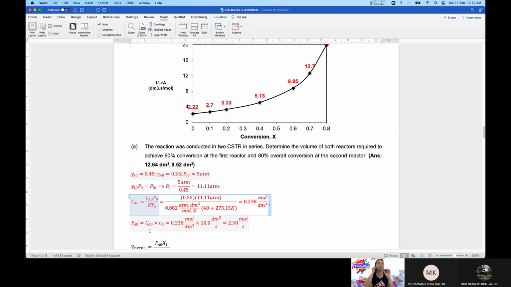So masalah dia sekarang, YA0 saya tahu kan, YA0 tadi kita kata 45 mol percent inert. So naturally 55 mol percent A. So YA0 tu saya tahu. Okay, saya dah tahu YA0 0.55. So mungkin saya fikir, okay, saya dah tahu YA0, saya hanya kena tahu P0 dah boleh guna. Okay, so P0 pula yang tak tahu. So reverse satu lagi, P0 tak tahu pula.